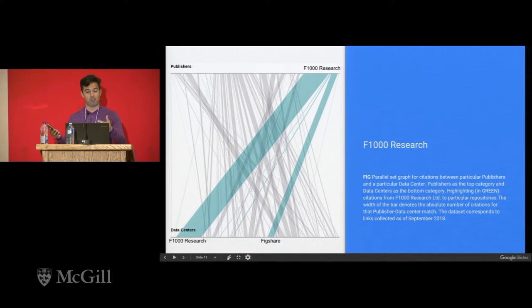F1000 provides many data citations to F1000, the data center, particularly because when you publish in F1000, they will ask you to put your data sets there. There's also a stream that goes to Figshare, and I think that's more for historical reasons. Figshare used to be the de facto repository for F1000 back in the day, but that doesn't seem to be the case anymore.